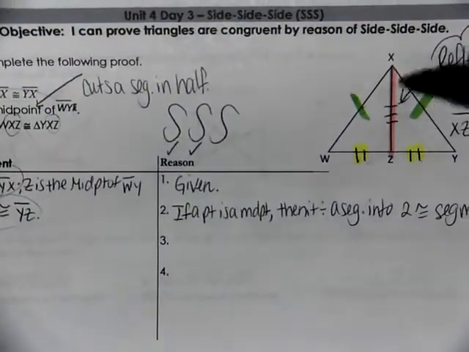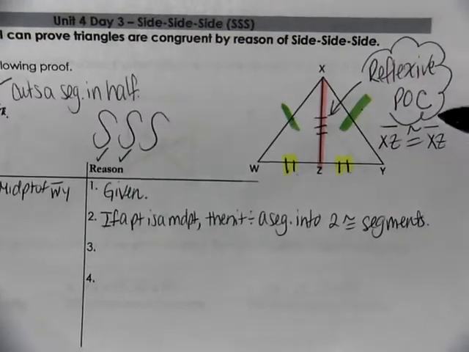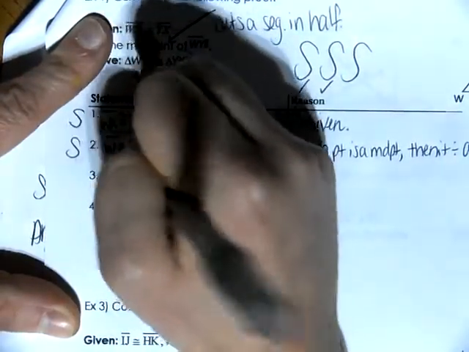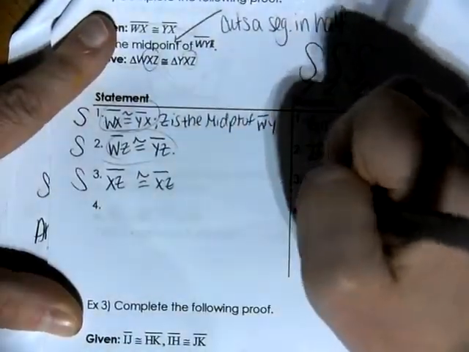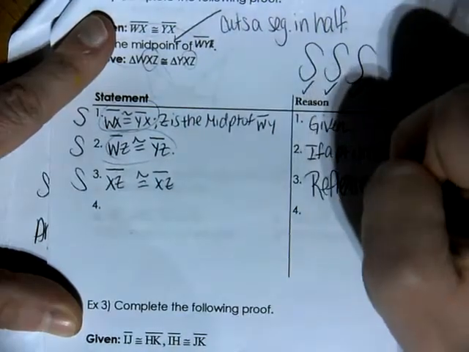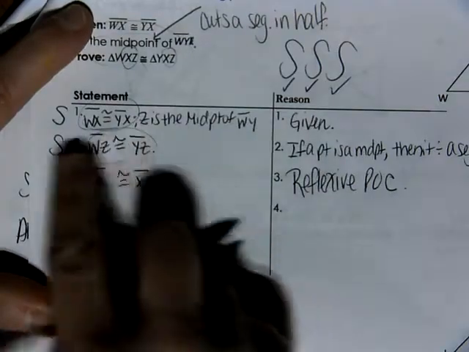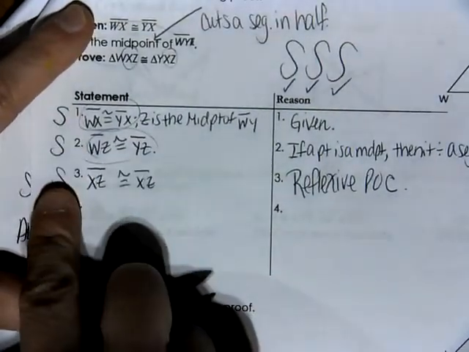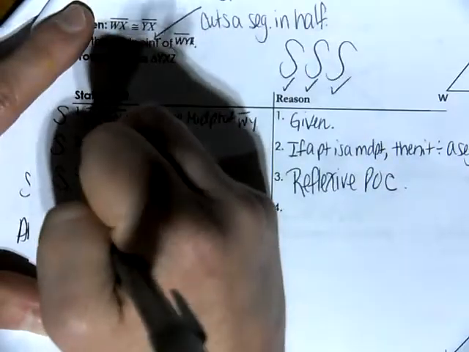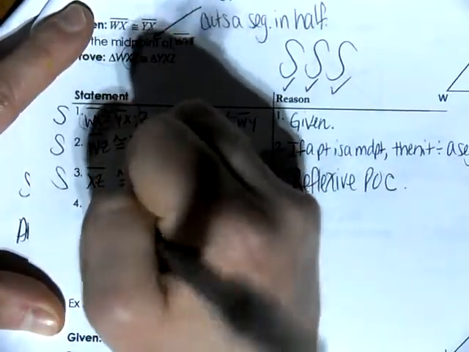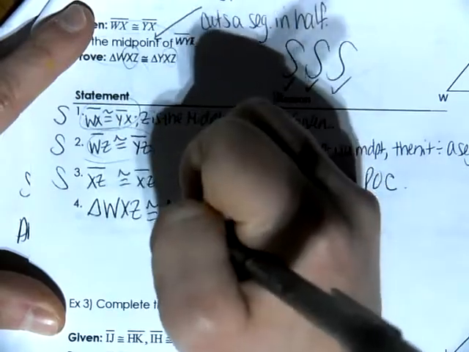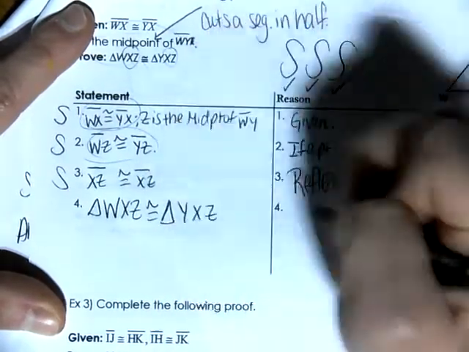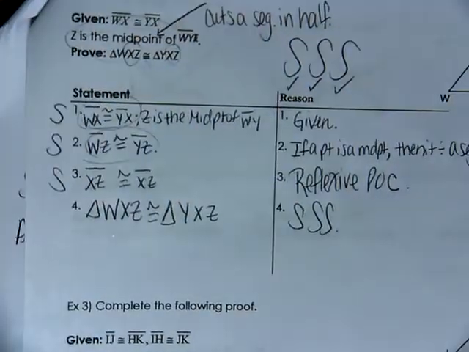And that third side comes from the reflexive property of congruence that says that XZ is going to be congruent to itself. So I have XZ is congruent to XZ. And I say this because of the reflexive property of congruence. So there's my side, side, side. So once I have all of my S's marked up, I can now end my proof by saying triangle WXZ has to be congruent to triangle YXZ by side, side, side.